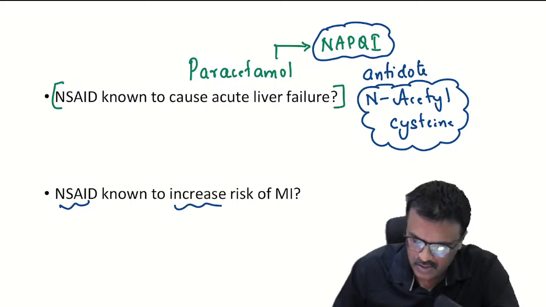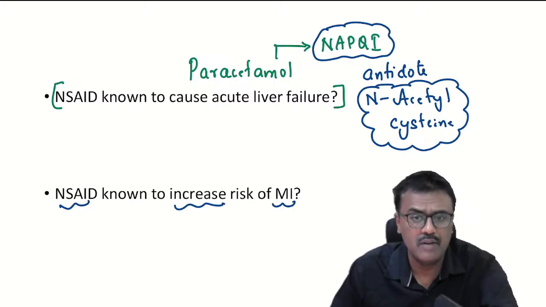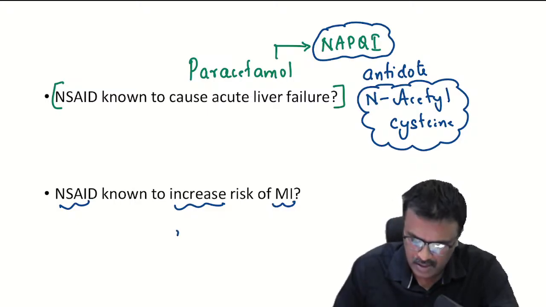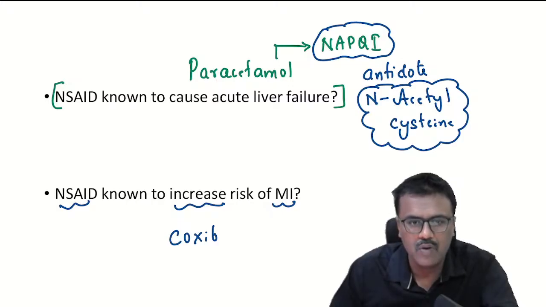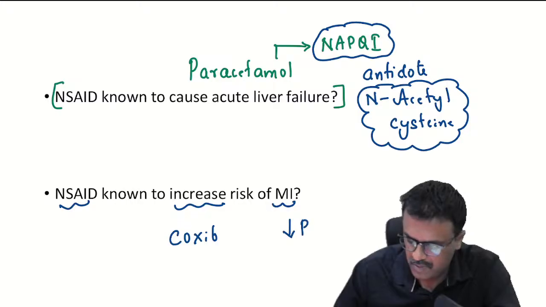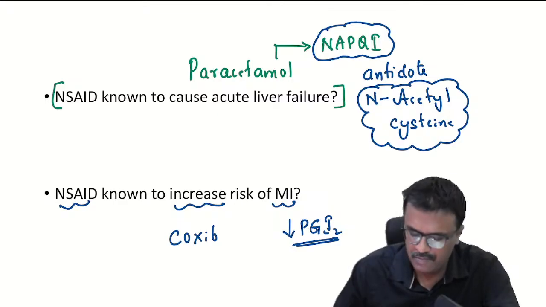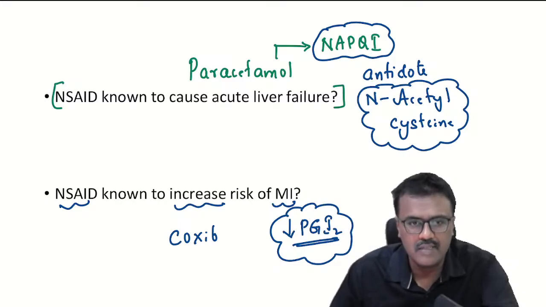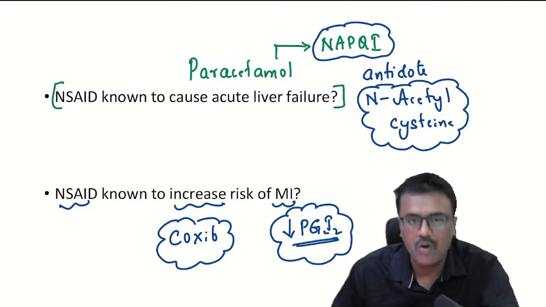NSAID known to increase the risk of MI. Usually we give aspirin for preventing MI, but there are drugs ending with coxib, celecoxib, rofecoxib. They are shown to decrease PGI2. PGI2's role is to stop platelet aggregation. If PGI2 decreases, platelet aggregation increases and there is risk of MI. So you should be very careful when you prescribe coxibs.